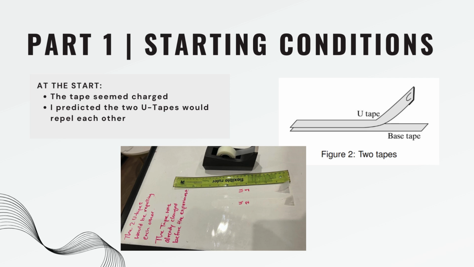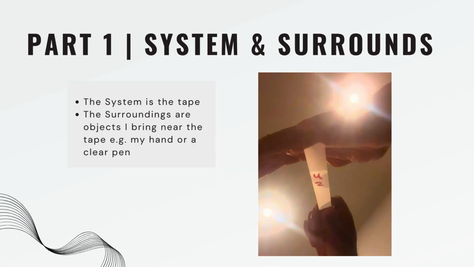For the starting conditions, I created two equally sized charged pieces of tape, and I predicted that the two pieces of tape would repel each other. The system included the tape, and the surroundings were the objects I brought near the tape, for example, my hand or the clear pen.